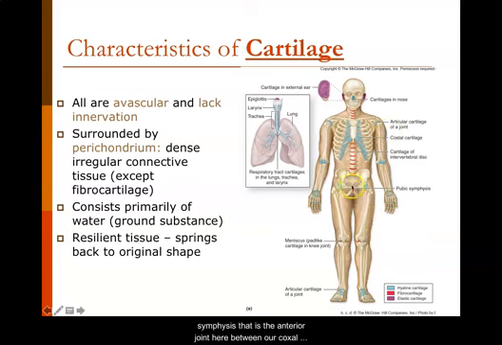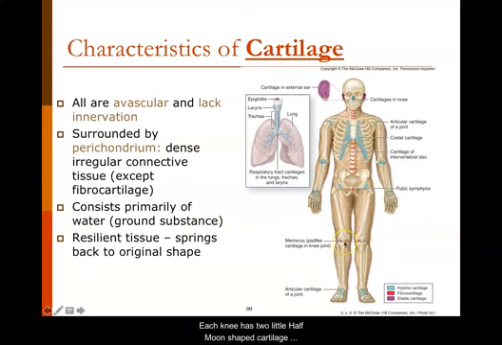That is the anterior joint here between our coxal bones, so the hip bones, the pelvic girdle. The anterior joint is known as the pubic symphysis. There's a lot of compressive and tension forces that are being experienced by the pubic symphysis here. And then the last location is down in the knee.